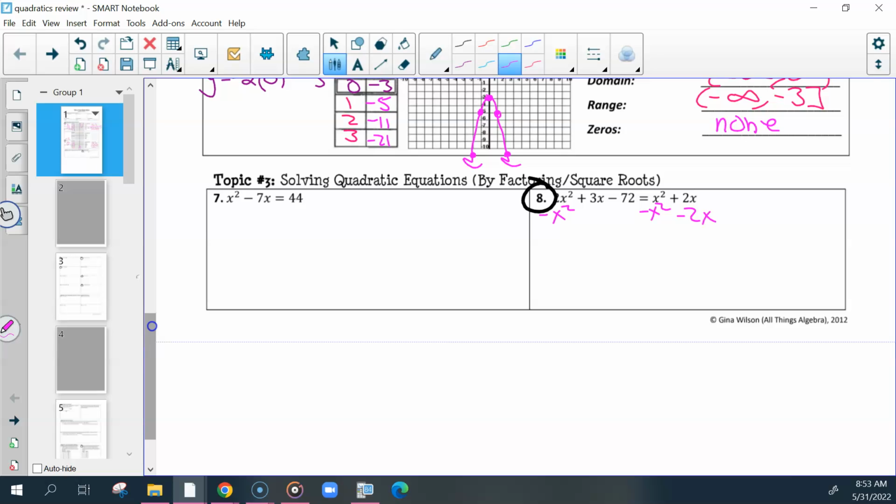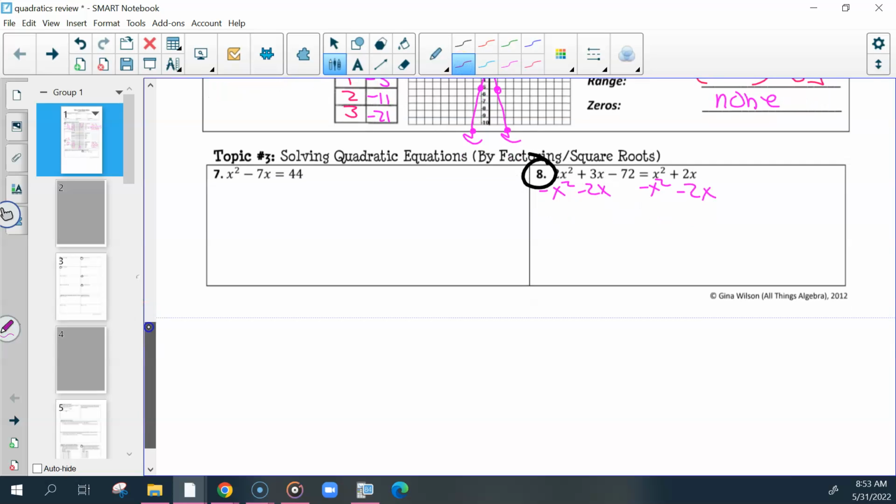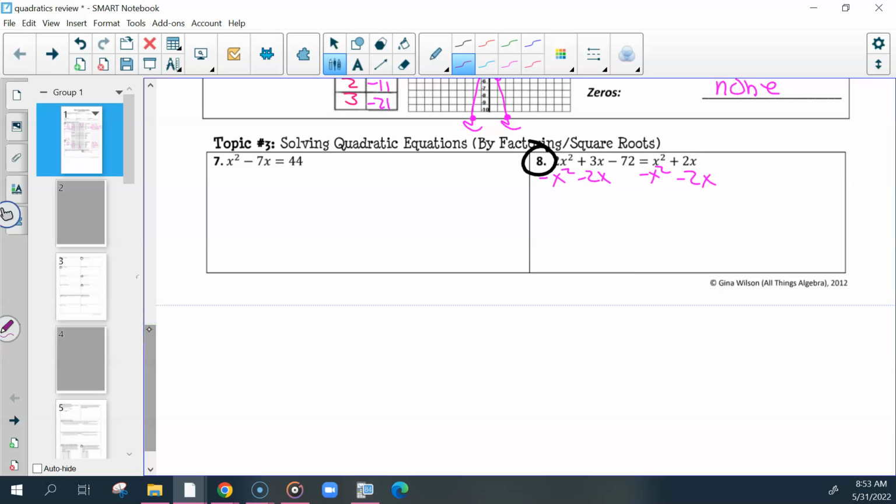Wait, what? Make it 0? So then our new equation would be x squared plus x minus 72 equals 0. We don't not put 0, we just put, no, put it equal 0. Everything from the left to the right and combine like terms.